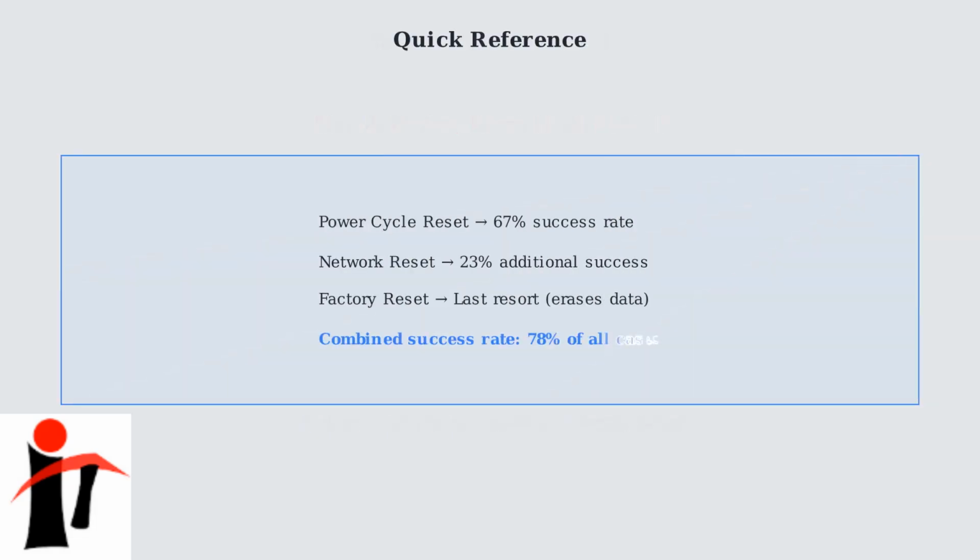These immediate solutions resolve the majority of YouView loading issues. Start with the power cycle reset, which has a 67% success rate, then try network troubleshooting if needed. Combined, these methods successfully fix 78% of all loading problems.